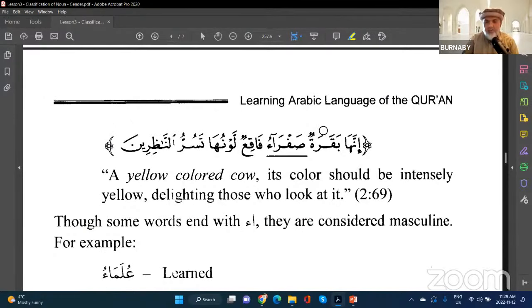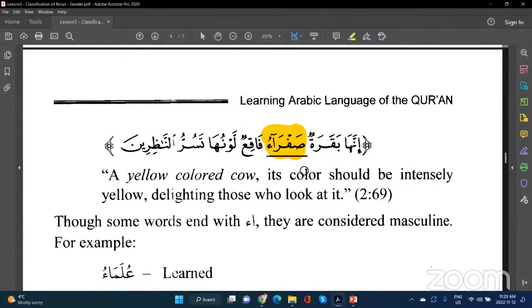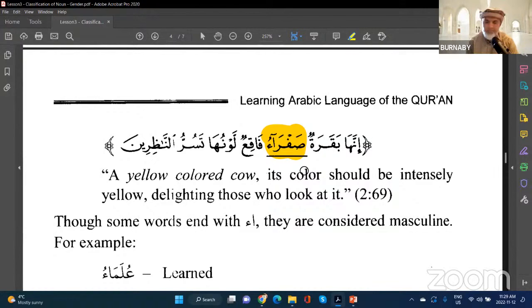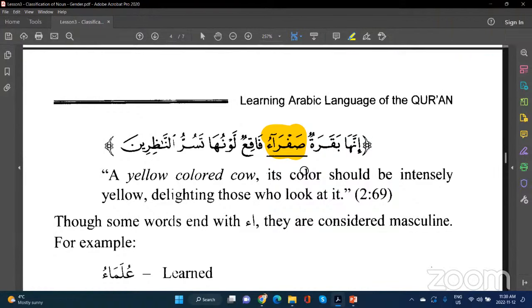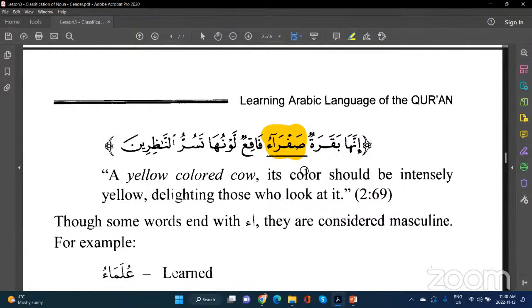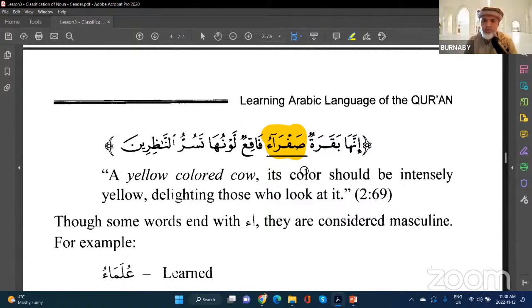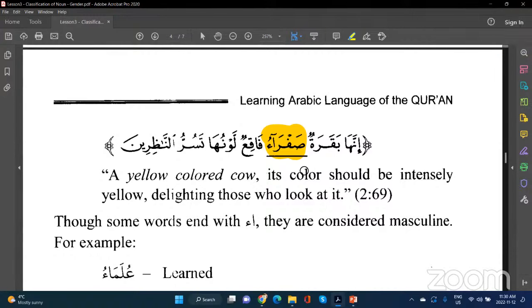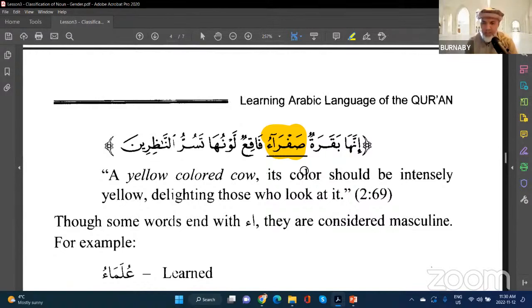Innaha baqaratun safra'u, the yellow or bright yellow cow, from Surah Al-Baqarah. So safra'u is feminine. Is baqara feminine? Yes. Can I say baqaratun asfar? No. With the feminine gender, if I have a feminine noun and I'm bringing a quality, I'm also going to bring it feminine. Does that answer your question, brother? So the moment you use the cow, which is feminine, the quality you're bringing for that cow also has to be feminine.